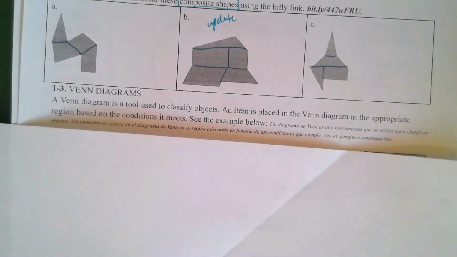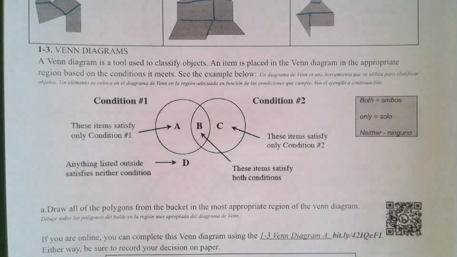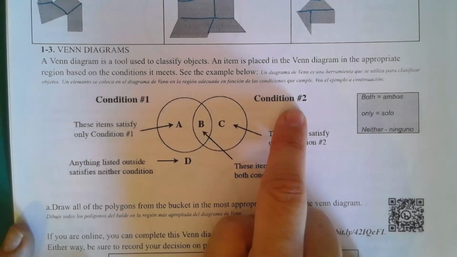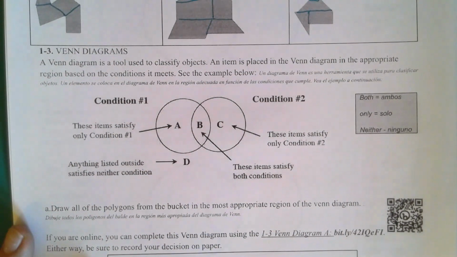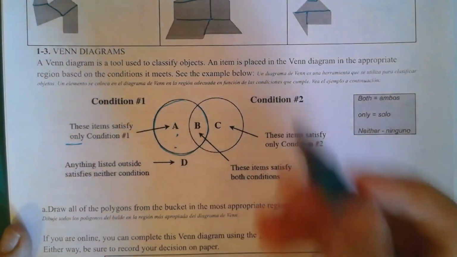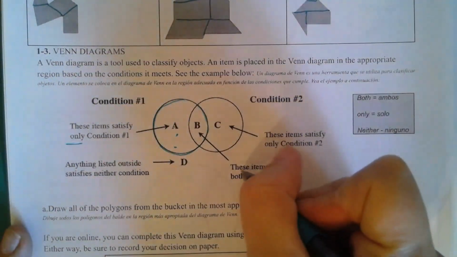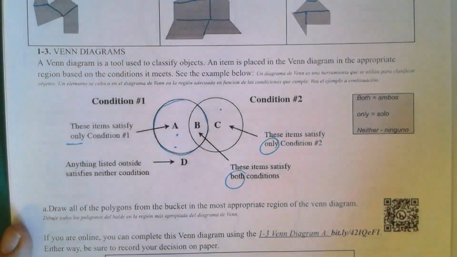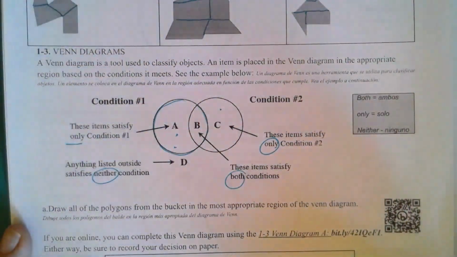Next, 1-3, moving right along. Venn diagrams. A Venn diagram is a tool used to classify objects. An item is placed in the Venn diagram in the appropriate region based on the conditions it meets. We have an example. Here we have condition 1 and condition 2. Items in condition 1 satisfy condition 1 in region A. Nothing from condition 2 fits in region A. In region B, both conditions are met. In region C, only condition 2 is met. And in region D, neither condition is met.